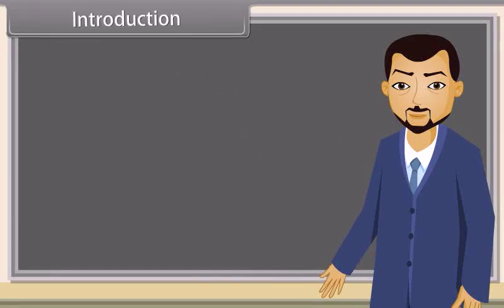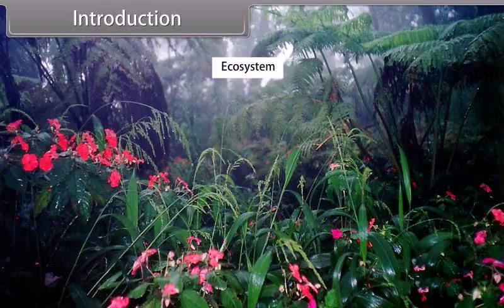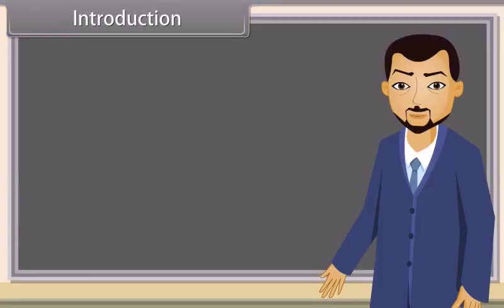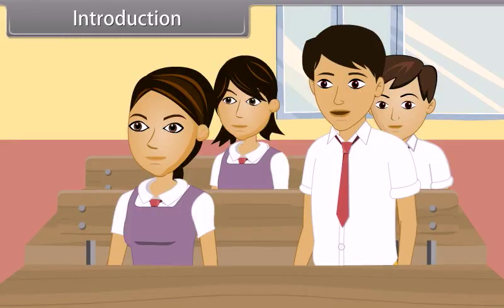Introduction. Students, today we will learn about ecosystem. Okay, teacher. Anybody knows what is an ecosystem? Yes, teacher. A system that includes biotic factors and abiotic factors functioning together as a unit.